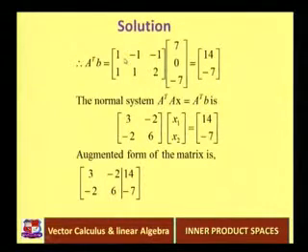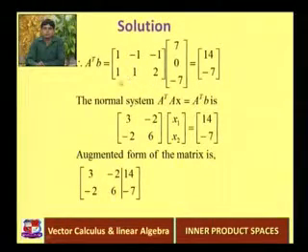The student can easily verify that 1 into 7, that is 7, minus 1 into 0, that is 0, minus 1 into 7, minus 1 into minus 7, that is 7. 7 plus 7 is 14, and this minus 7 comes from 1 into 7, that is 7, plus 0 into 1, that is 0, plus 2 into minus 7, that is minus 14. So 7 minus 14, that is minus 7, and the normal equation A transpose Ax equals A transpose B.